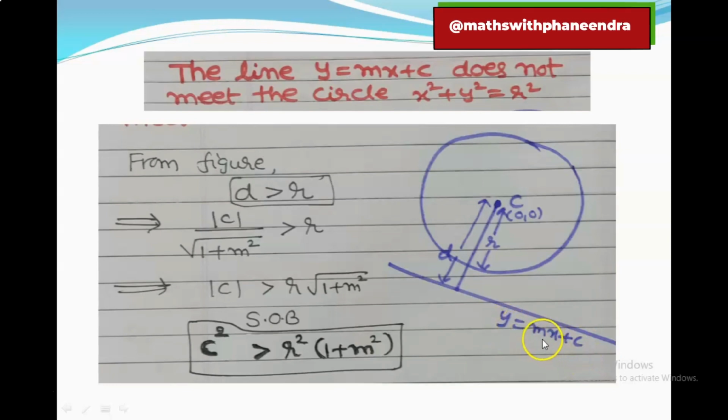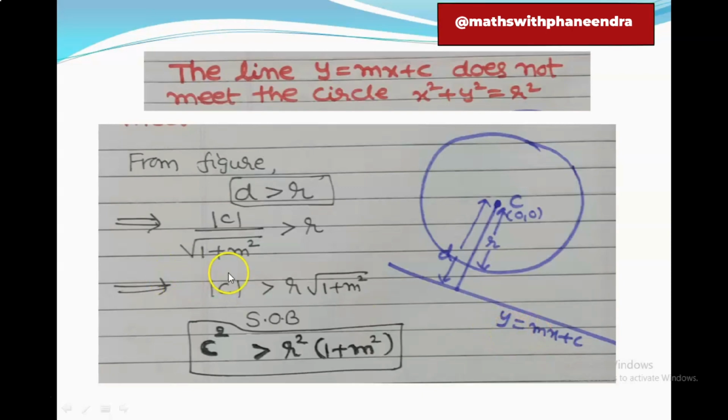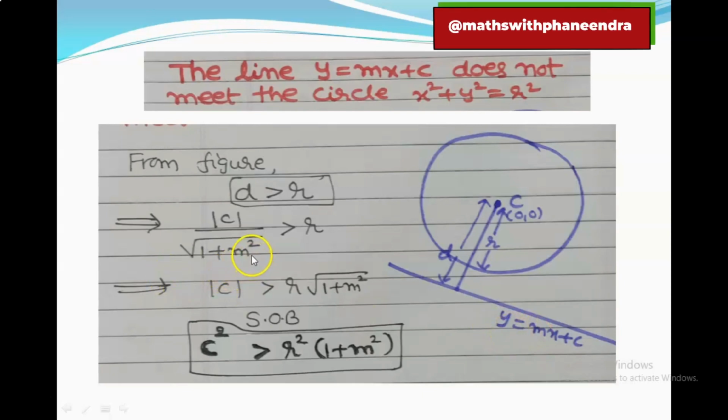Why we can take this side? So a square plus b square means 1 plus m square. Mod c by root of 1 plus m square is greater than r. Cross multiply, mod c is greater than r into root of 1 plus m square. Squaring on both sides, we will get c square is greater than r square into 1 plus m square.